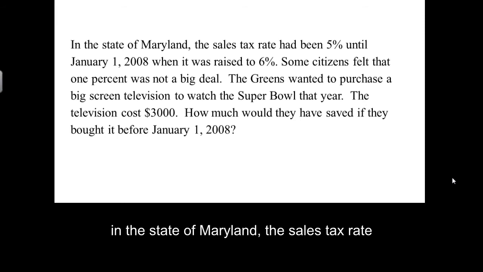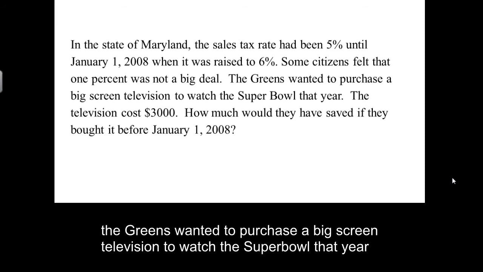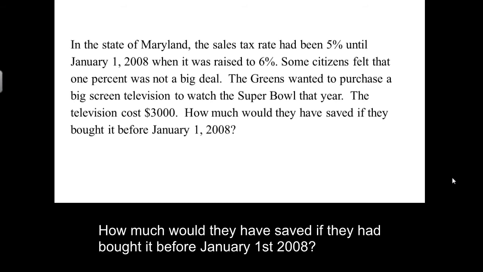In the state of Maryland, the sales tax rate had been 5% until January 1st, 2008, when it was raised to 6%. Some citizens felt that 1% was not a big deal. The Greens wanted to purchase a big screen television to watch the Super Bowl that year. The television cost $3,000. How much would they have saved if they had bought it before January 1st, 2008?